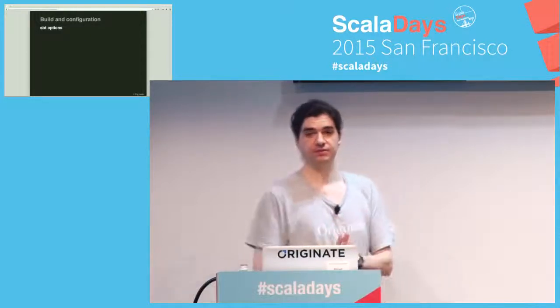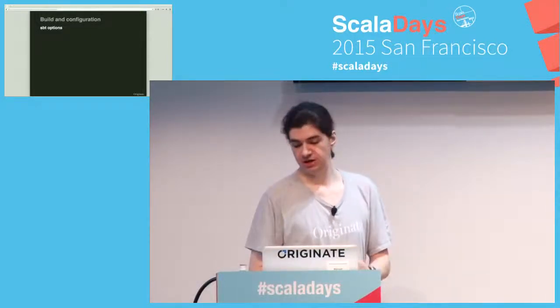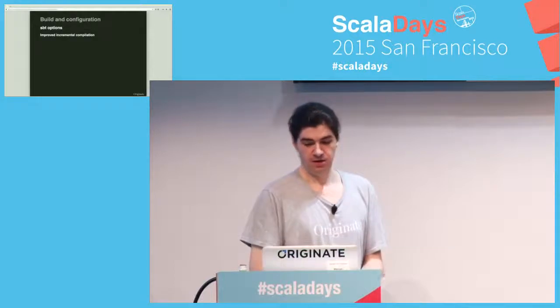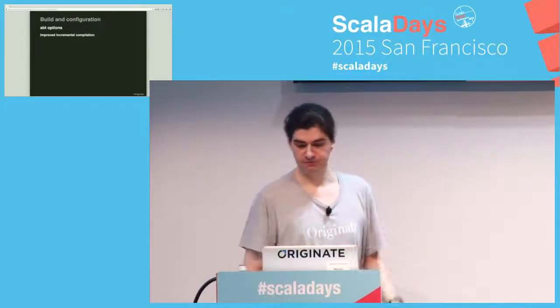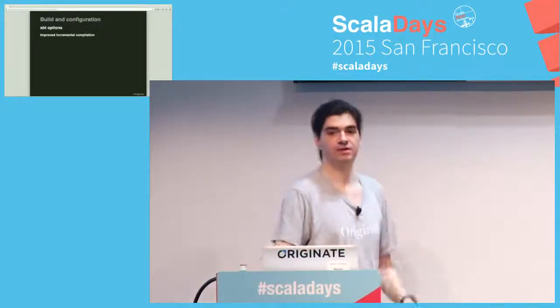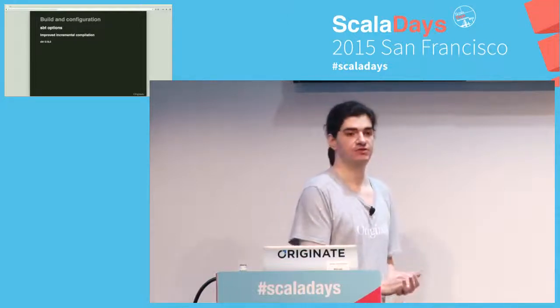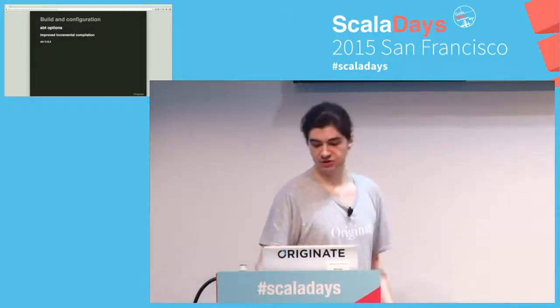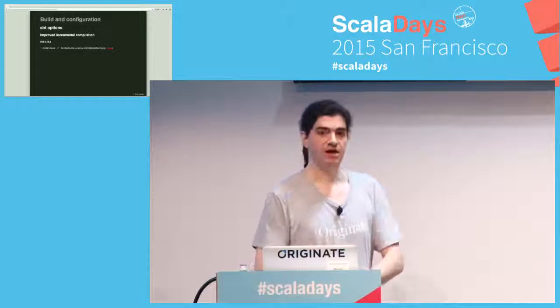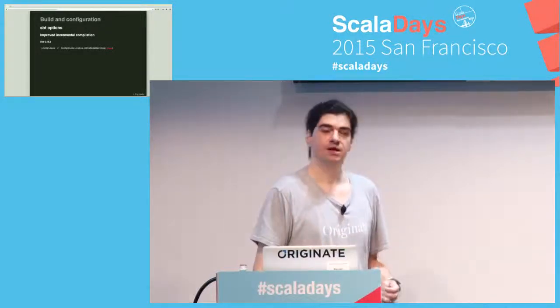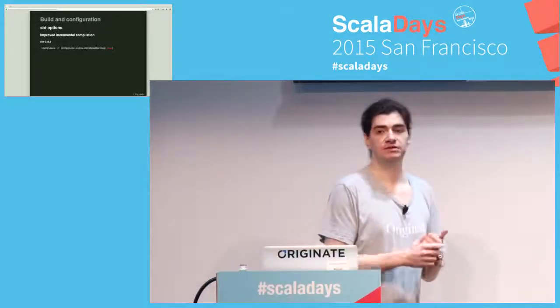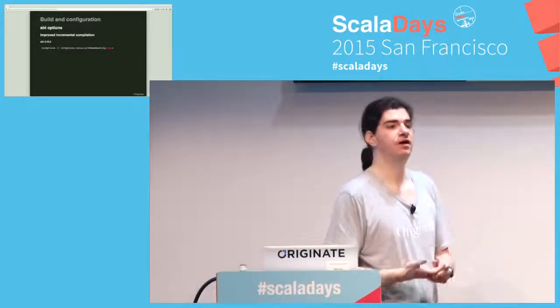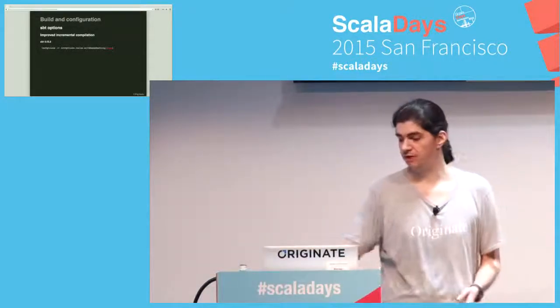SBT options. There are some options for SBT that you should enable in your projects. One that is very important is the improved incremental compilation that was introduced in SBT 0.13.2. You add this line to your build.sbt, and SBT is going to be smarter about when you change a Scala file, which files should be recompiled.